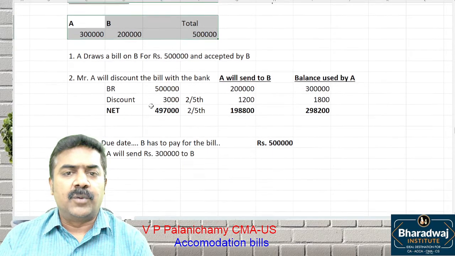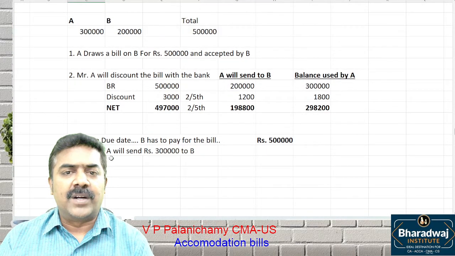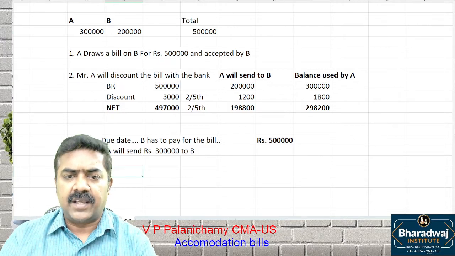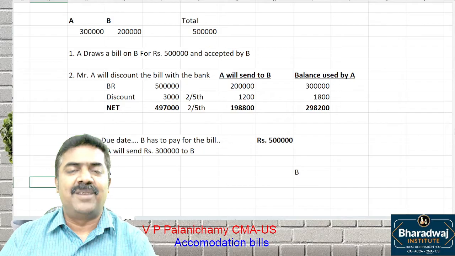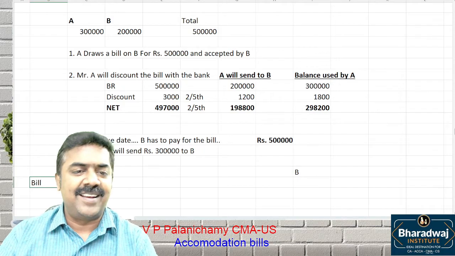Now, what is the journal entry you will pass? A will pass and B will pass the same journal entry only. When you draw the bill, what is the entry you will pass? The journal entry is the same, there is no difference.